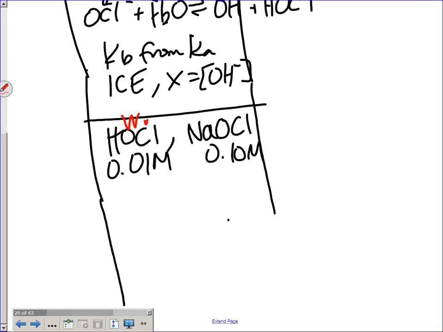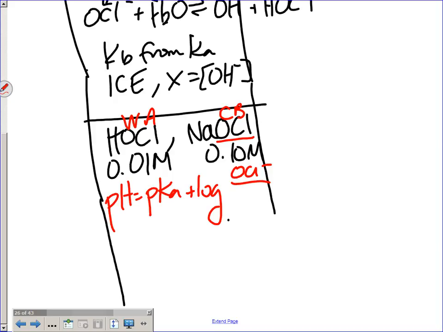Okay, so it's a weak acid and its conjugate base in the form of a salt. If you have a buffer, what do you have to do? The equation. There's so many of those. pH equals negative log of Ka, I'm just going to put pKa, plus log of the conjugate base, OCl minus, over weak acid.